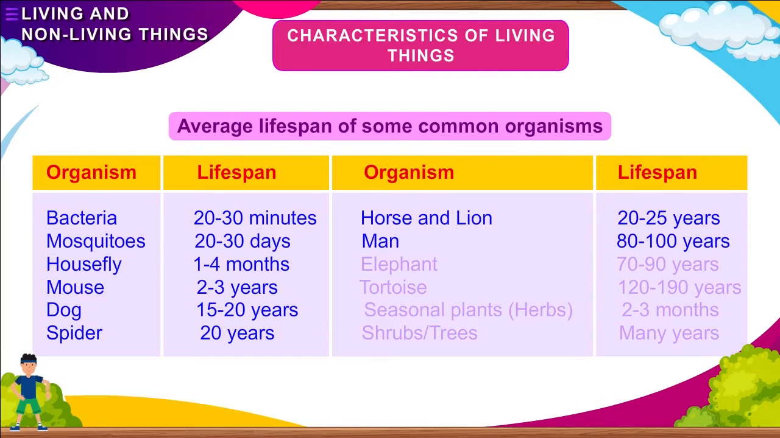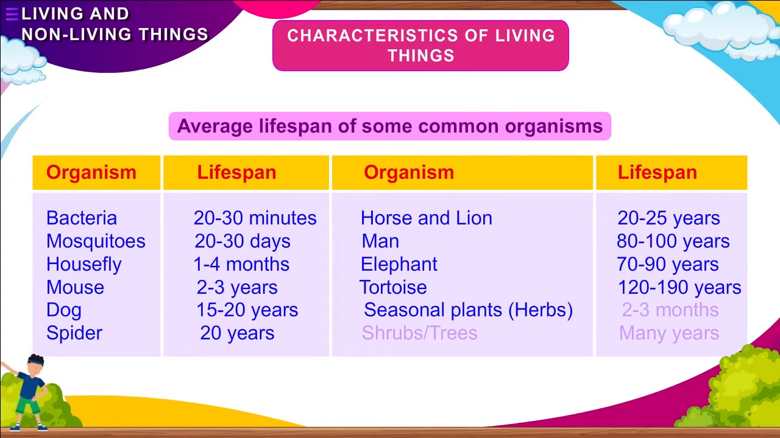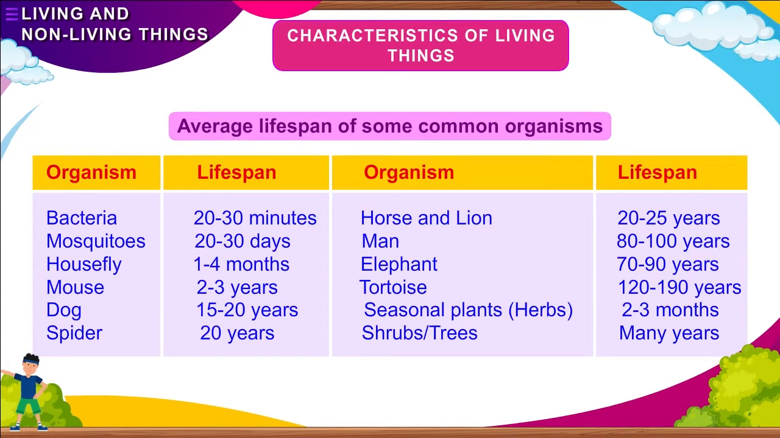Man, 80 to 100 years. Elephant, 70 to 90 years. Tortoise, 120 to 190 years. Seasonal plants like herbs, 2 to 3 months. Shrubs or trees, many years.